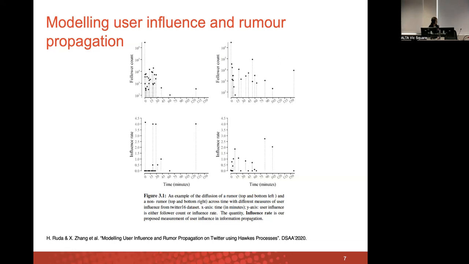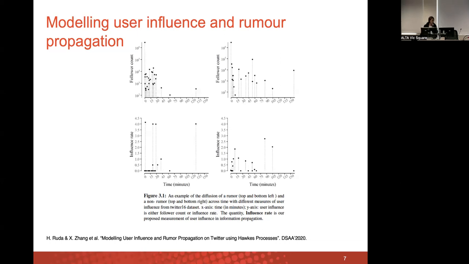So this is what we call the influence rate. We derive the real influence under different contexts and different topics. There are many other factors that affect the real influence of a user on the propagation of information. The bottom is what we call the influence rate, which we derived based on the Hawkes process, and you can see that the distribution is very different from the graph on the top.